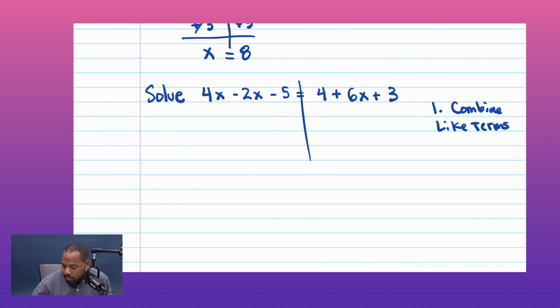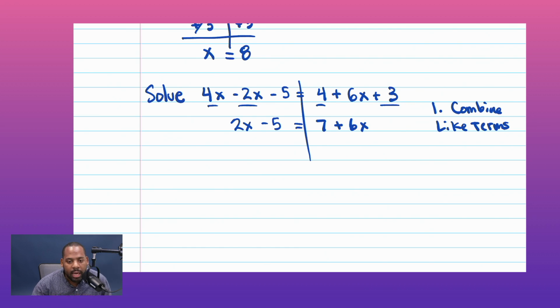So looking at the left side of the equation, my like terms are 4x minus 2x. So if I combine those, I will have 4x minus 2x is 2x. And bring down the minus 5. On the right side, my like terms are 4 and 3. And I need to add those together because it says plus 3. So 4 plus 3 is 7. Bring down the positive 6x.